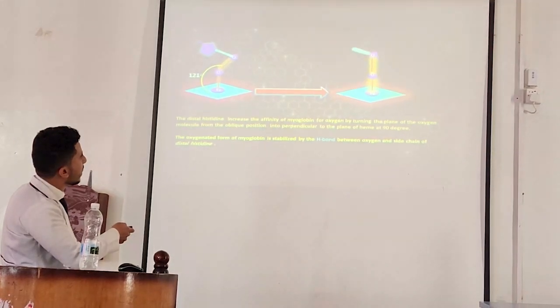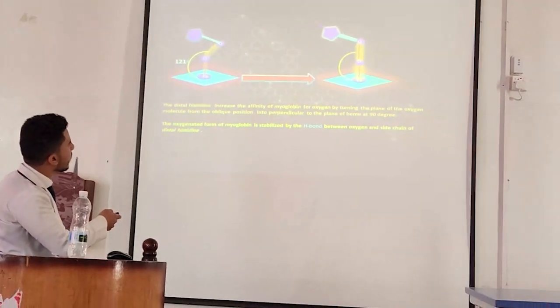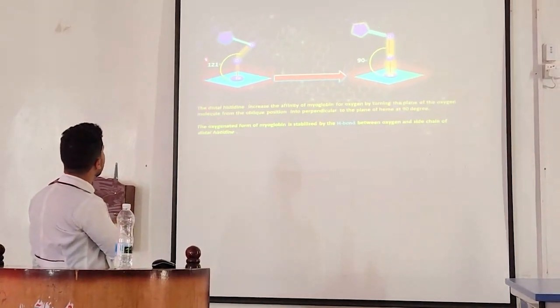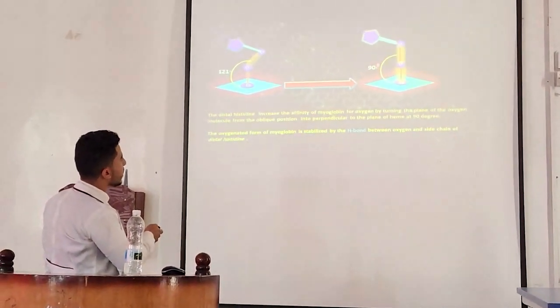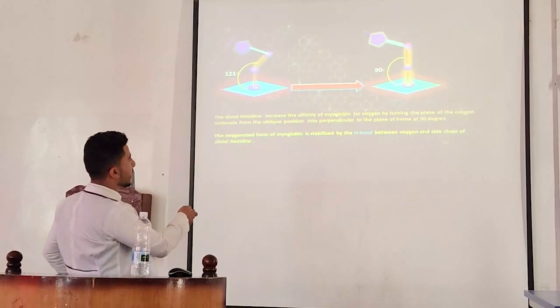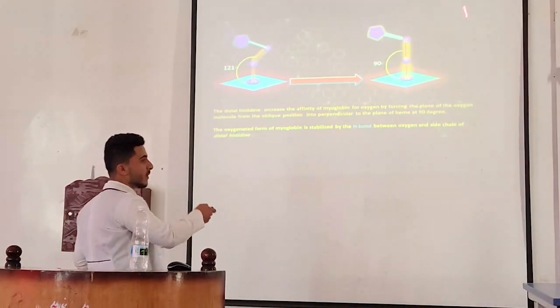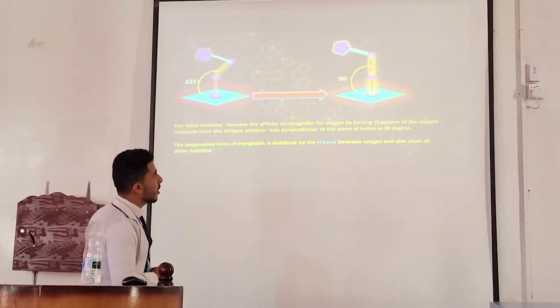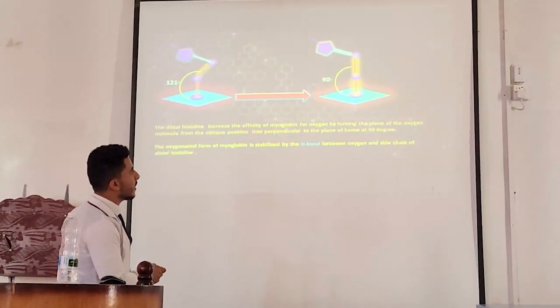This is the oxygen molecule. Look at the change in the angle. It was 121 degrees. Now it is 90 degrees, and this position provides maximum overlapping between the electrons of the oxygen and the ferrous iron.